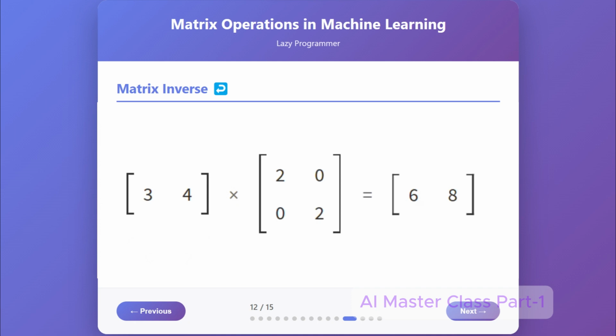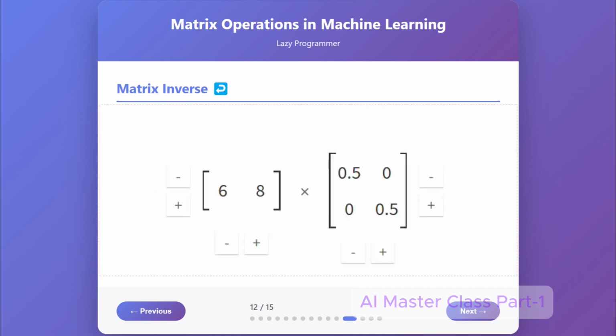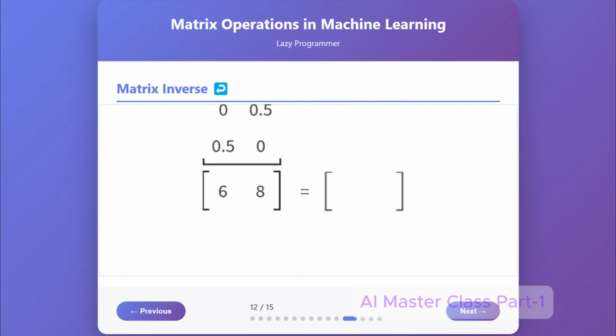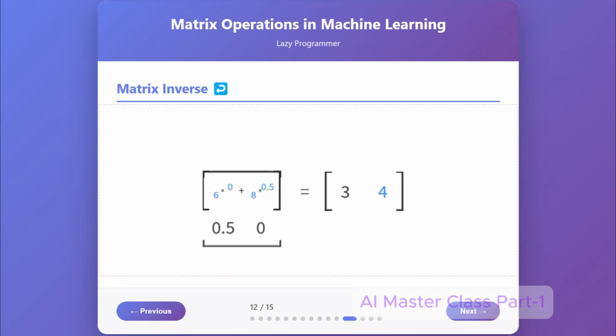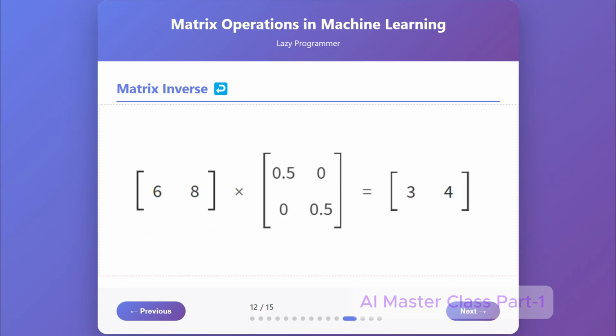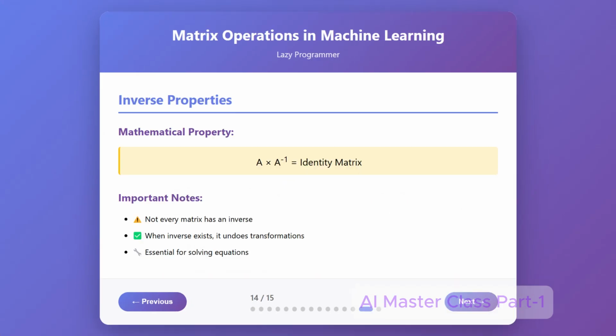Since A doubles everything, the inverse of A must halve everything. Now we multiply our new point, which was 6 and 8, by the inverse to get exactly back to 3 and 4. In the world of math, this works because A multiplied with A inverse results in an identity matrix. Now, not every matrix has an inverse, and that's okay. The important idea here is that when an inverse exists, it allows us to undo the transformation.